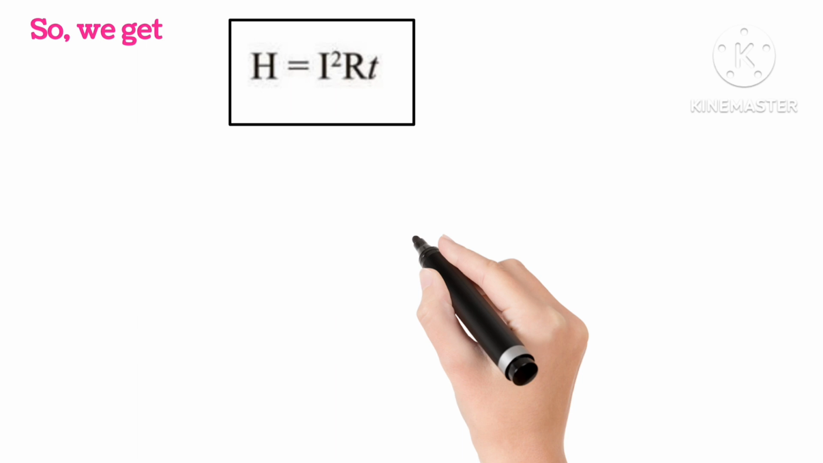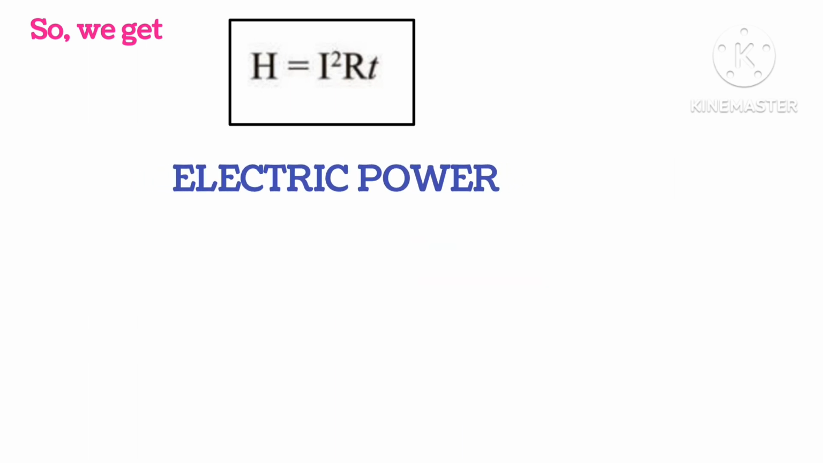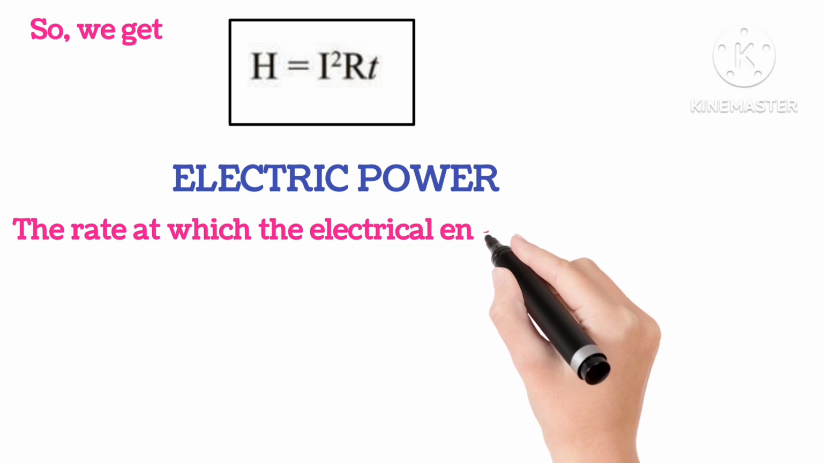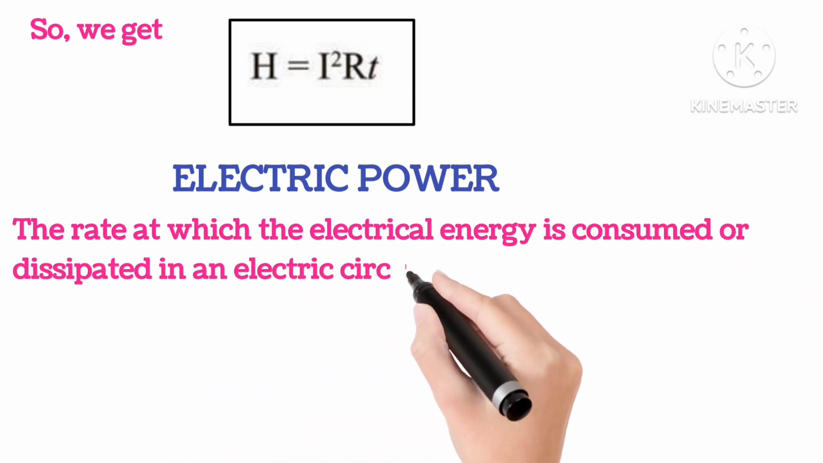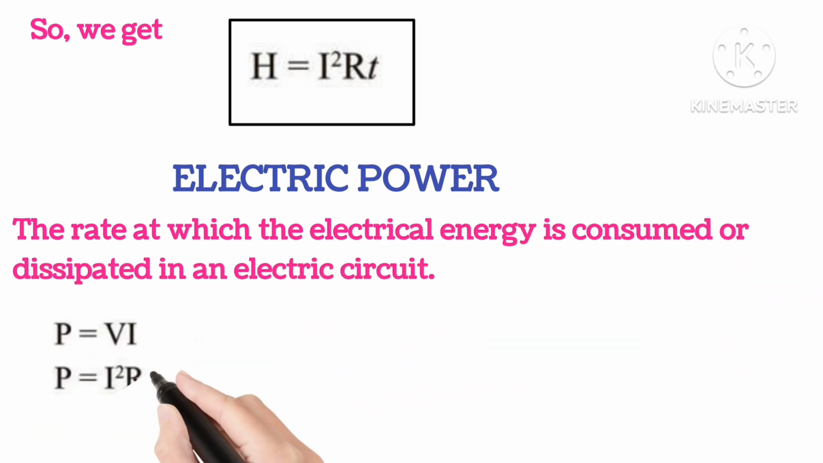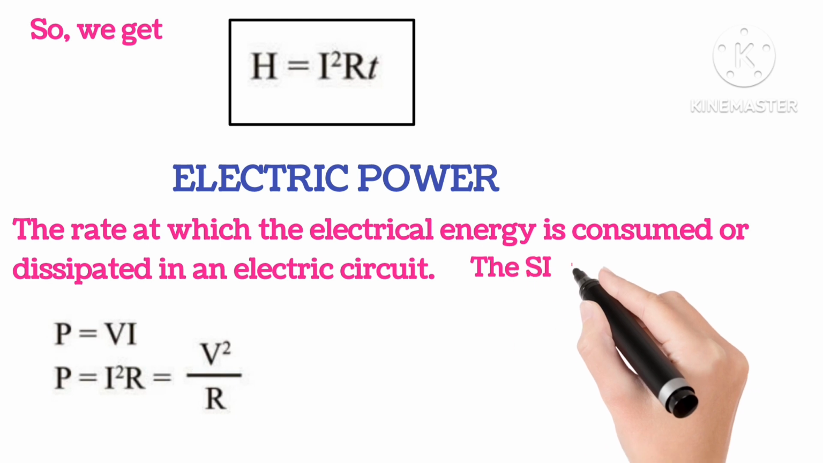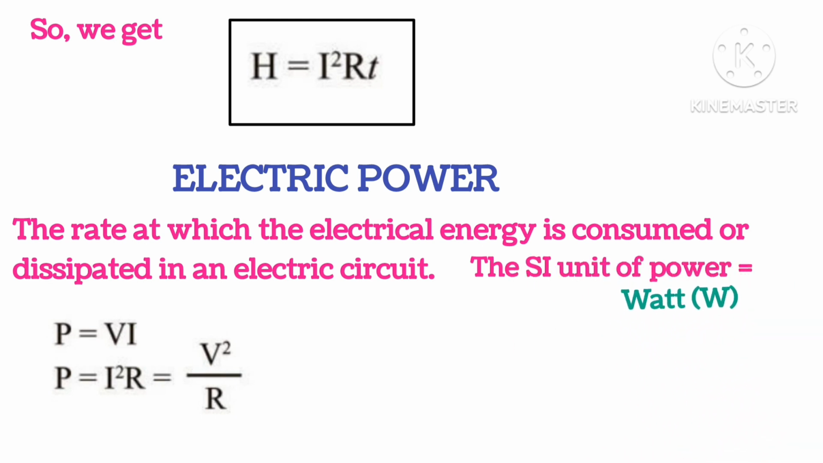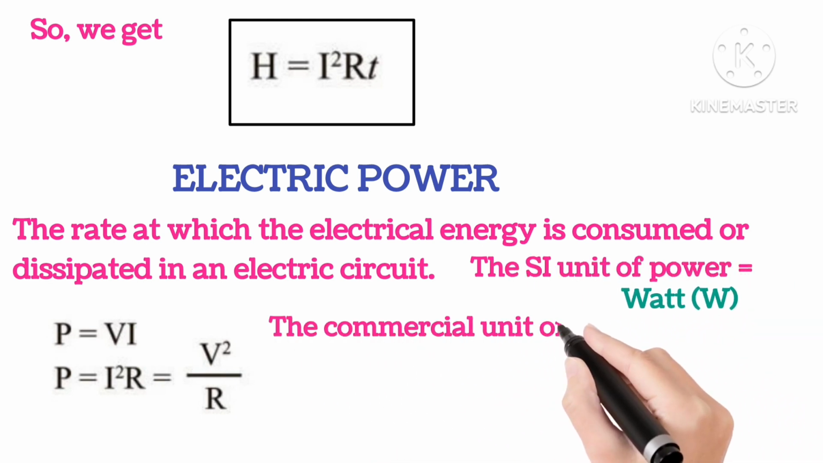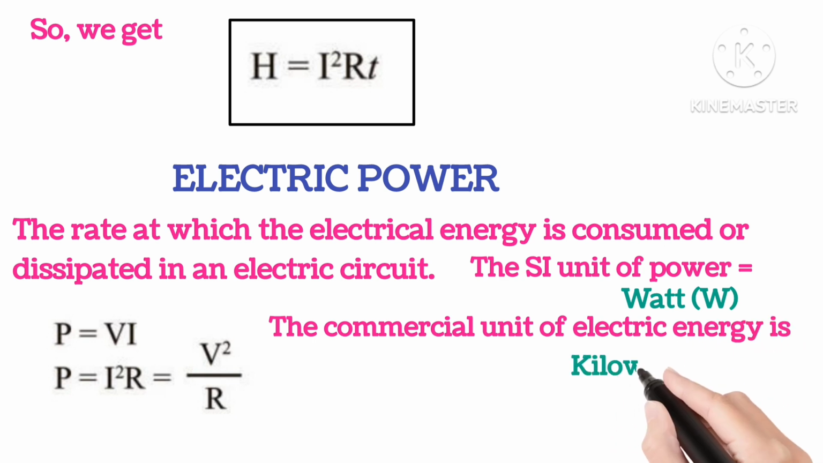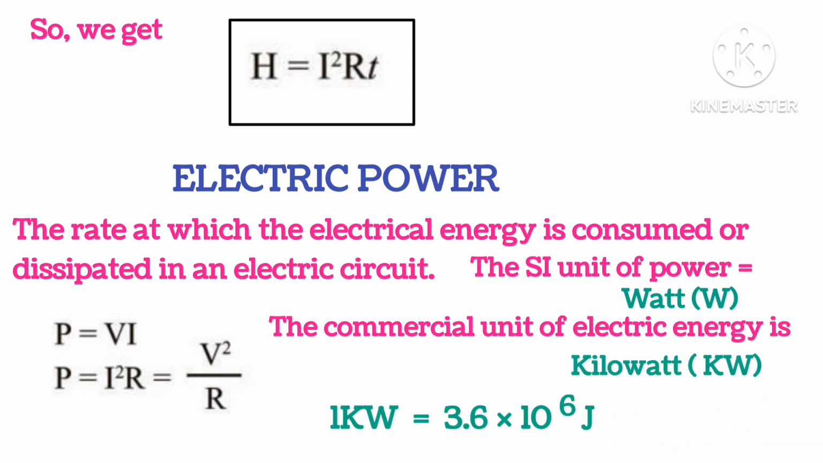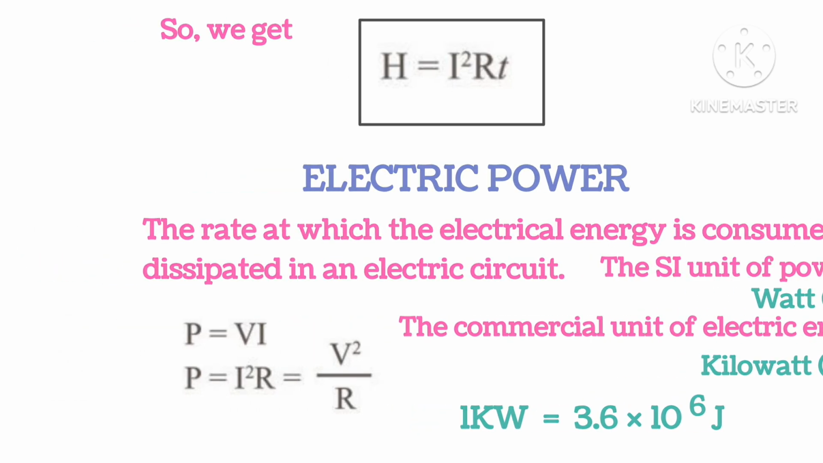Electric power. The rate at which the electric energy is consumed or dissipated in the electric circuit. So we can write P is equal to V into I, or P is equal to I square into R, or V square upon R. The SI unit of power is watt, and the commercial unit of electrical energy is kilowatt hour. 1 kilowatt hour is equal to 3.6.